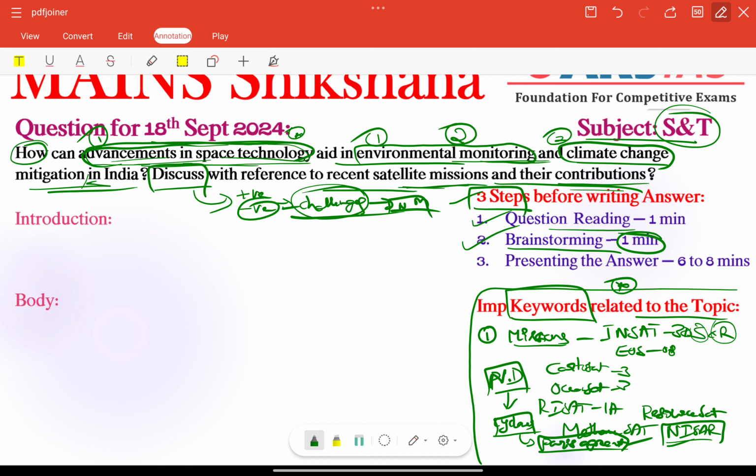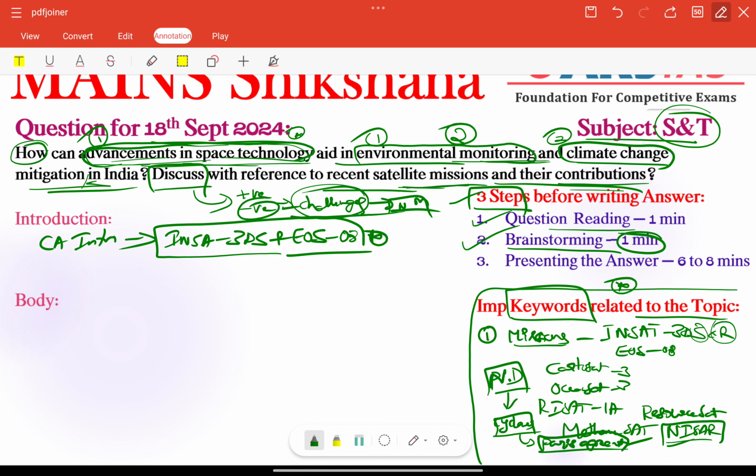So next, coming to our introduction part, we need to start with a current affairs introduction. What is our topic here? Recent advancements in space technology, right? But not just recent advancements in space technology; here we just need to focus on creating a current-affairs-related introduction. That means recently we have INSAT 3DS, and also Earth Observation Satellite 8 is there, right? These are playing a pivotal role in environmental monitoring and climate change mitigation. We can start with these 2 to 3 lines only, right?